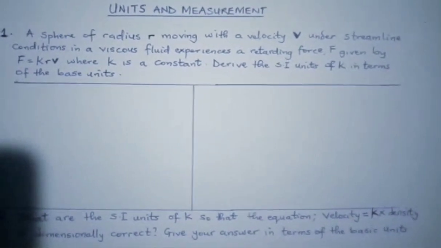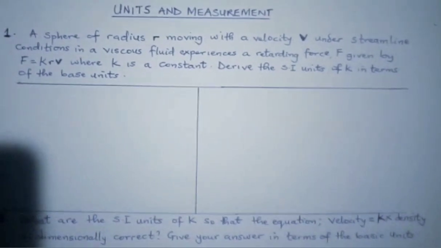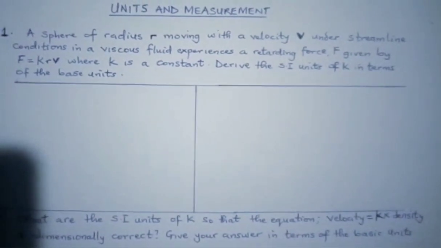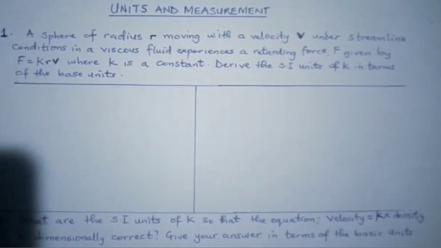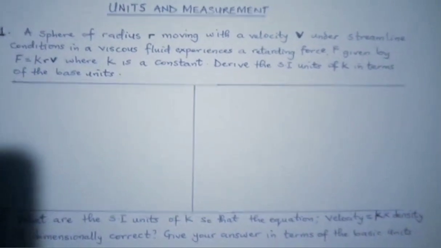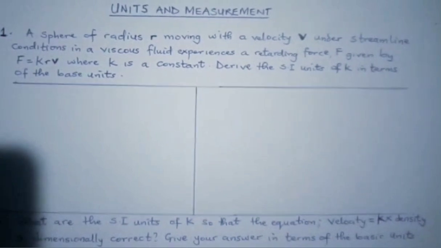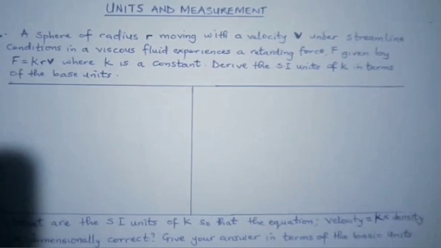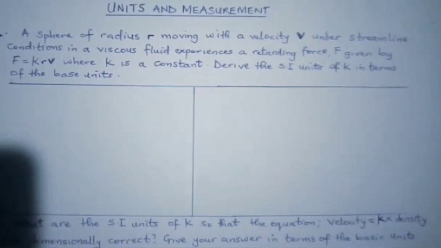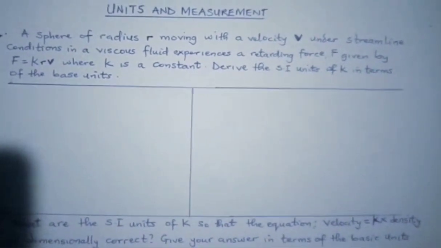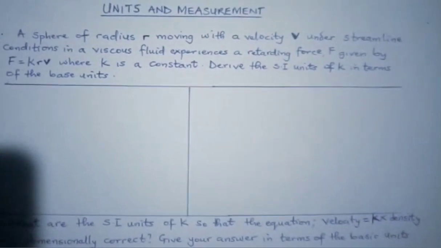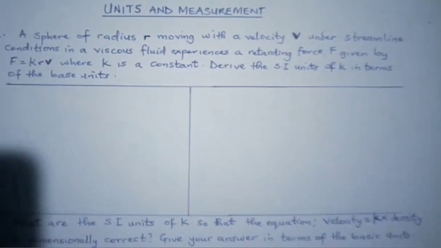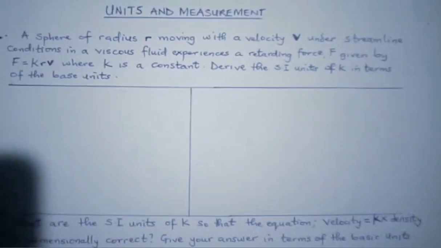Now the first question here says, if a sphere of radius r moving with a velocity v under streamline conditions in a viscous fluid experiences a retarding force F given by F is equals to KRV, where K is a constant. Derive the SI units of K in terms of the base units. Now, what do you understand by base unit? Base unit simply refers to fundamental units, that is, the units upon which other units depend.